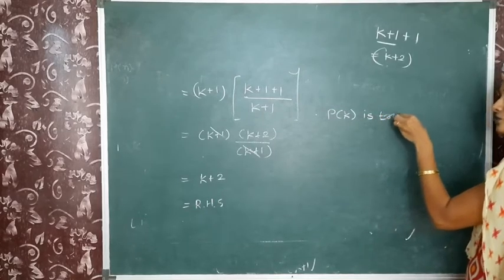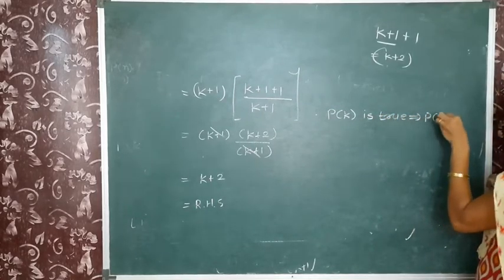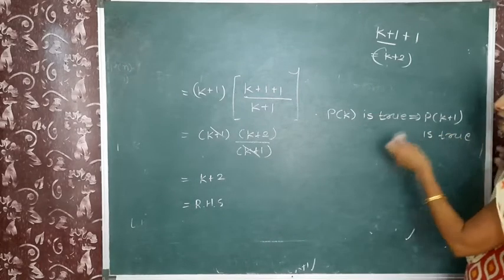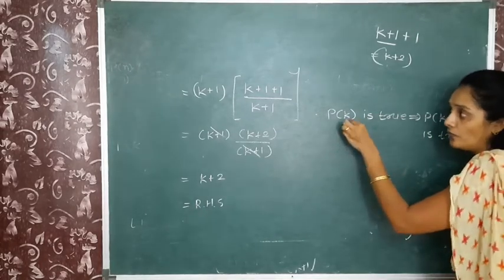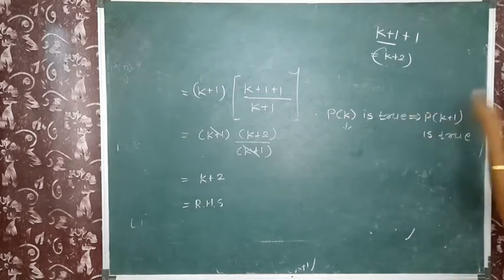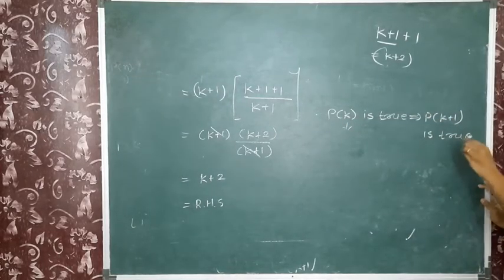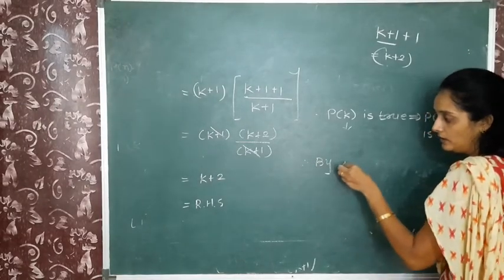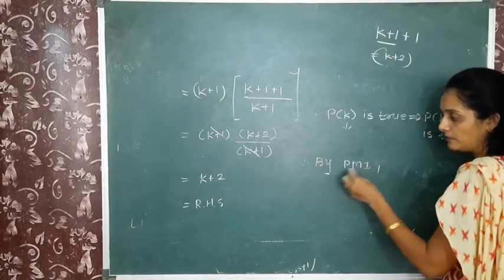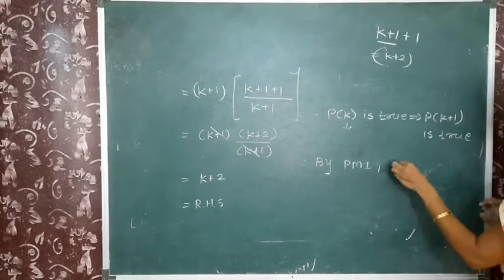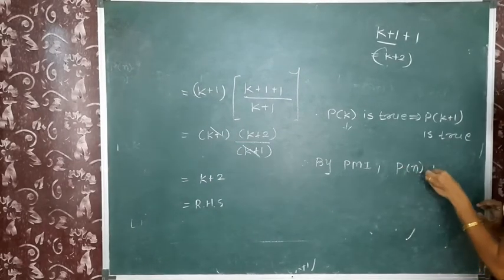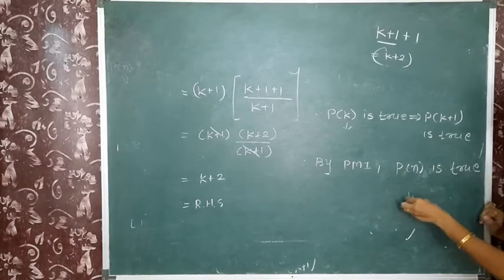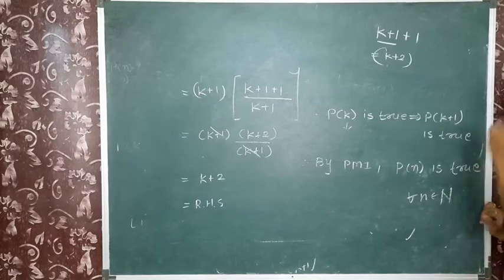and therefore we can say P of k is true implies P of k plus 1 is true. That means we take the statement as true for any k, and using this we prove the statement is true for k plus 1, and therefore by PMI, that is principle of mathematical induction, the given statement Pn is true for every natural number.